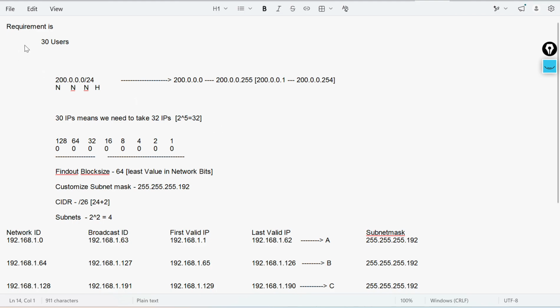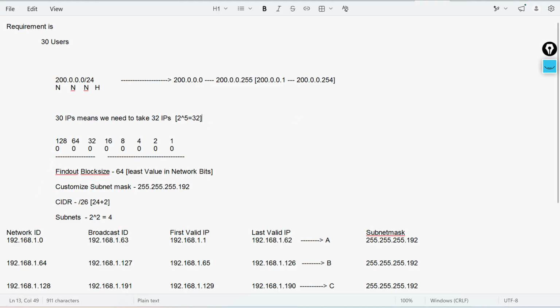The actual requirement is 30 IPs, but we need to take 32 IPs. We can't take exactly 30 IPs. We need to take 32, which means 2 power of 5. So from right side to left side, we count 5 bits: 1, 2, 3, 4, 5. And the remaining 3 are network bits.